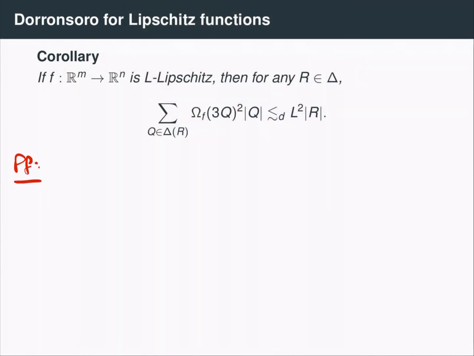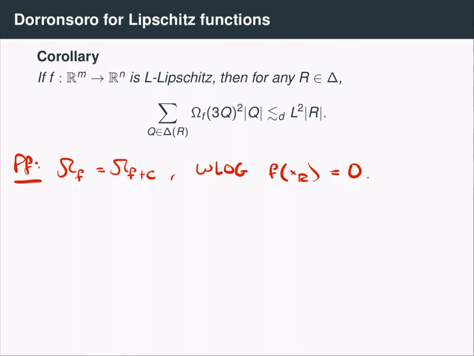First, we notice the observation that the omega numbers are translation invariant, in the sense that if I add a constant to a function f, that does not change the omega number. It does not change how well it's approximated by an affine map. So without loss of generality, I'm going to assume that when I evaluate f at the center of the cube R, it's equal to 0.